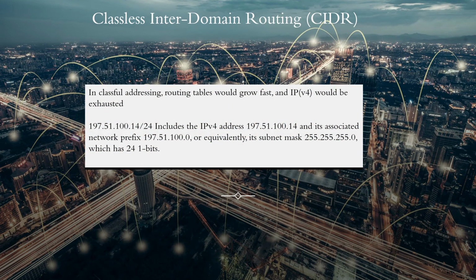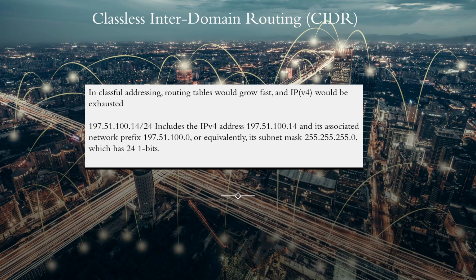In classful addressing, routing tables in routers would grow fast, and as a result they would overflow. To resolve this issue, classless addressing or CIDR was introduced. It allocates IP addresses based on the need of an organization rather than a block of addresses like in classful addressing. Therefore, the number of entries in routing tables will be kept under control.